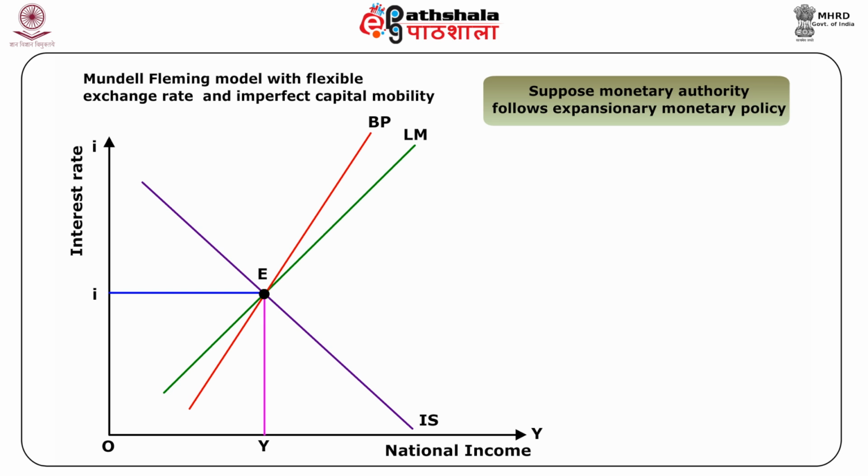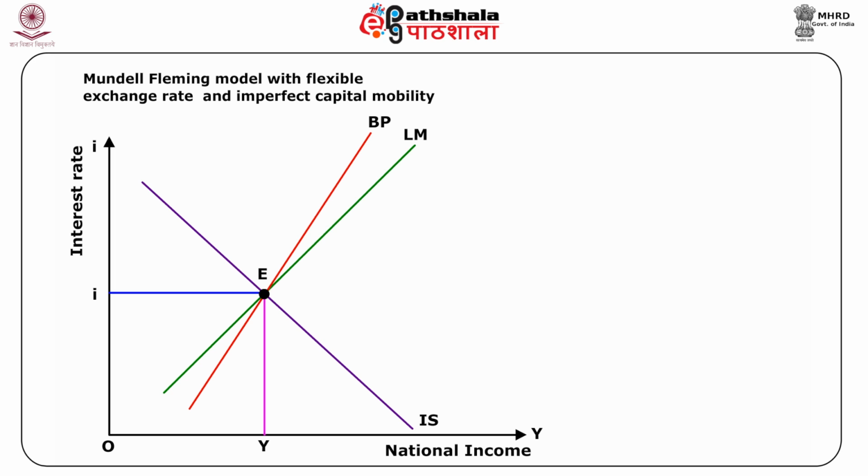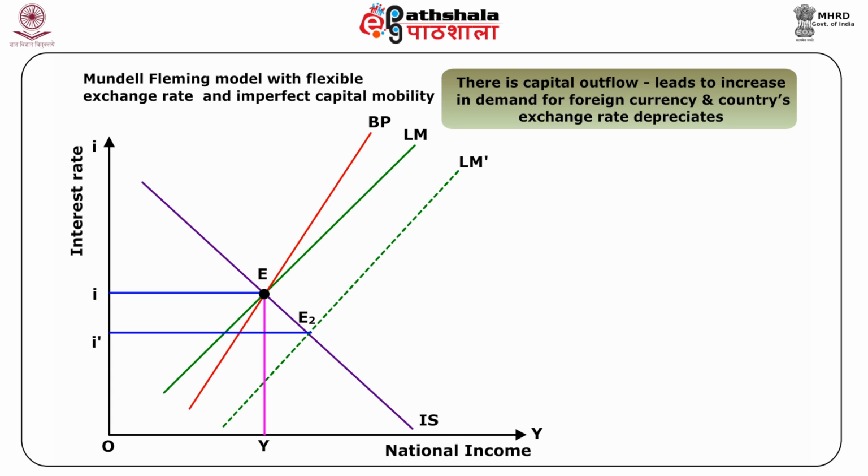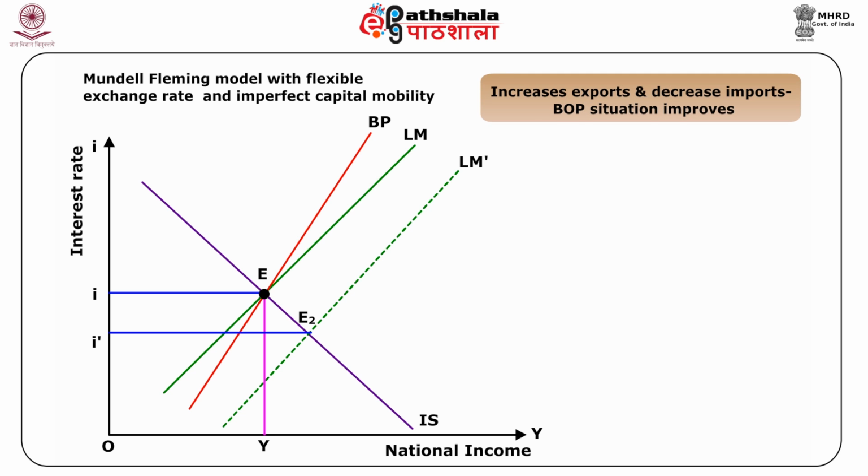Suppose the monetary authority follows an expansionary monetary policy which shifts the LM curve to the right to LM dash and intersects at E2. This leads to a short-run BOP deficit because point E2 is below and to the right of the BP curve. With the fall in the interest rate to I dash, there is a capital outflow. This leads to an increase in the demand for foreign currency and the country's exchange rate depreciates. This increases the exports and decreases imports.